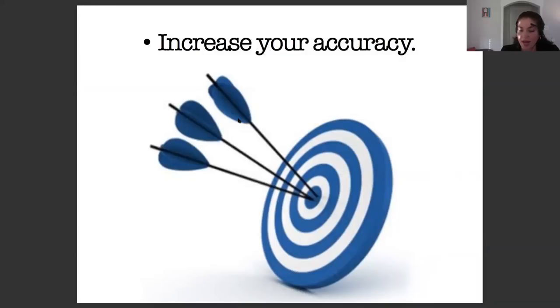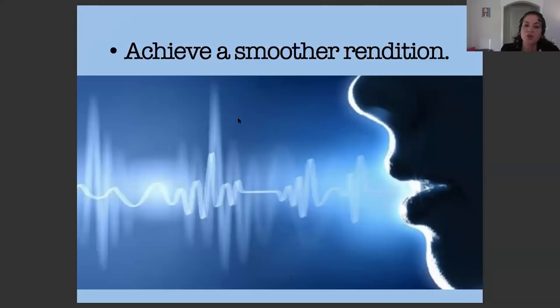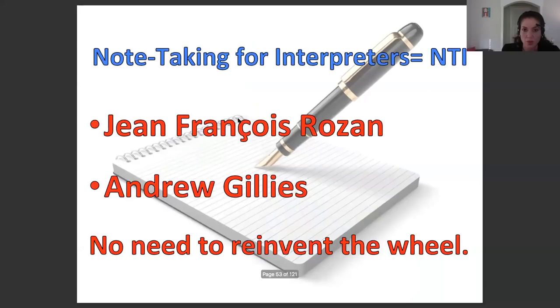Just like it increased your accuracy with the phone numbers. You had a set of symbols that you know very well, which are Arabic numbers, and you have a technique of grouping those numbers that comes to your aid and allows you to be much more accurate. And finally, good notes allow you to achieve a smooth rendition. Once you're confident, once your notes have taken you there, the way you deliver the interpretation is much smoother. And then we can be really faithful to the original tone, to the original hesitations, to the original repetitions, which are crucial for any interpreter.